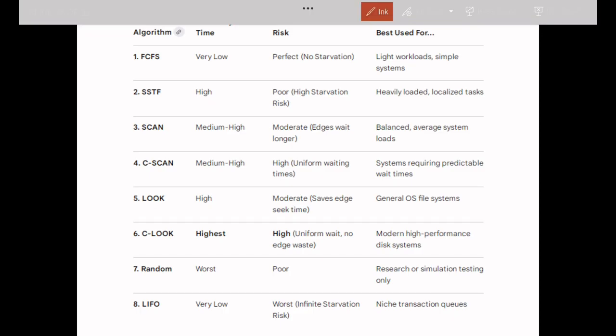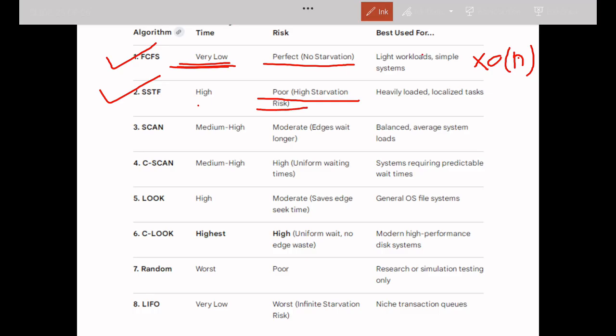Now if you see here, this is the chart we created. The first one, FCFS, is very slow, and there is no starvation. But in a computer there is no infinite data, so there is a little bit of starvation, so this algorithm is not good. Time complexity is order of n, no problem, but this is very slow. After then they discovered another algorithm, SSTF. This is very good, but there is a high starvation risk, so this is also not good.